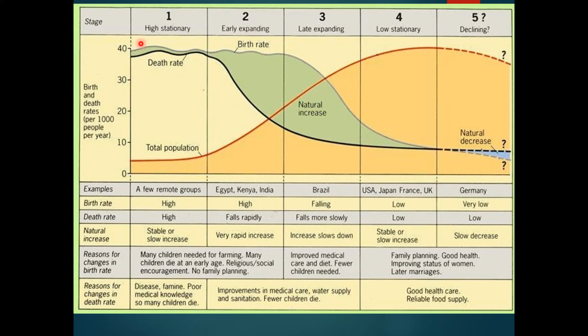The first stage is called high stationary. The second is early expanding. The third is late expanding. The fourth is low stationary. And the fifth one is declining. For high stationary, you are going to say in stage 1, the birth rate is high and the death rate is high. The growth rate is found to be 0 or low. And similarly, you are going to explain all the stages.